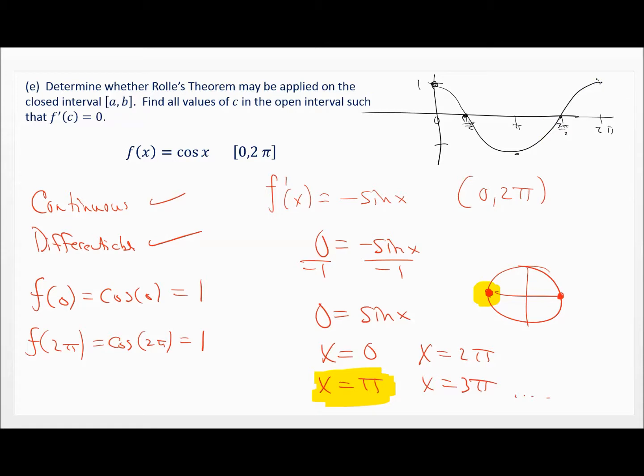And is there anywhere between 0 and 2 pi that you have a horizontal tangent line? Sure is. Like right there, right? And that's that pi value that we found.